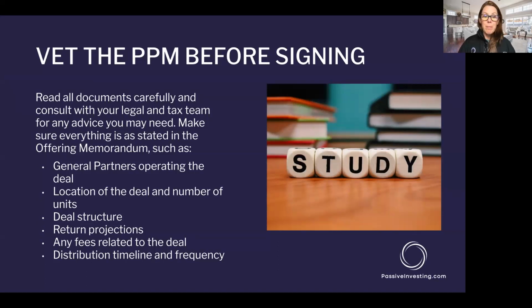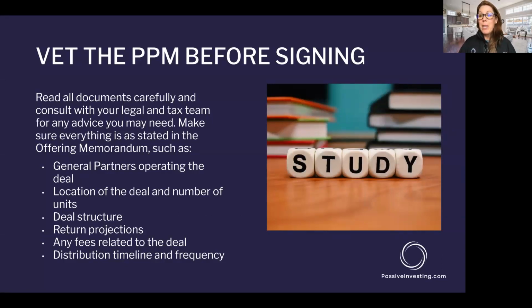All right. But before you hand that over to your lawyer to review, you can actually do a little bit of sleuthing yourself. We call this vetting. So you could read the documents and, obviously consult with your legal and tax team for any advice you need, but make sure that in that PPM, before you hand it over, these are kind of like red flags. Make sure that it identifies who are the general partners, all of the general partners who are operating the deal.